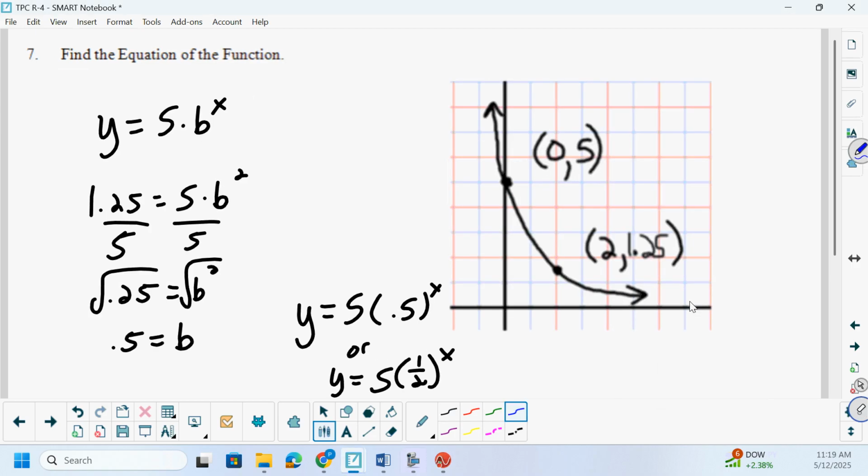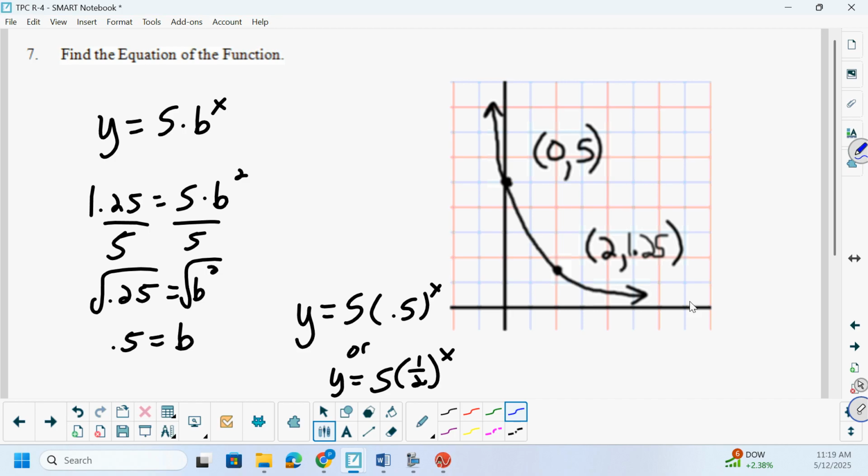All right, for number 7, start with y equals 5 times b to the x. Sub in your 2 for x, your 1.25 for y. Divide the 5 over, you get 0.25, and take the square root, you get 0.5 for b. 0.5 is the same as a half, so you could do either y equals 5 times 0.5 to the x, or y equals 5 times 1/2 to the x. If you did the 1/2, make sure it's in parentheses.